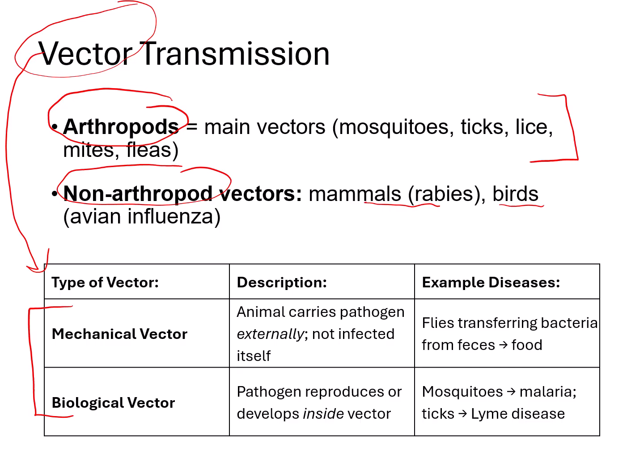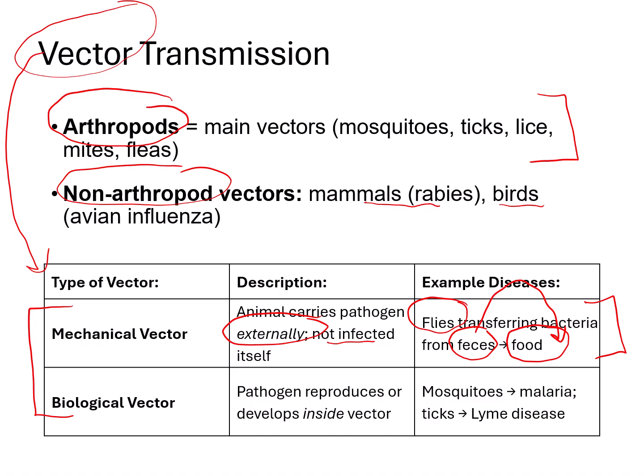Mechanical vectors carry the pathogen on the surface of their body. They're not actually infected themselves. A nice example from our book is flies flying around. Maybe they land on feces and pick up some fecal bacteria, and then they fly around further and maybe land on food on a picnic. All right, someone's having a picnic and the flies land on that food. That can transfer the bacteria from the feces to the food and make someone sick.